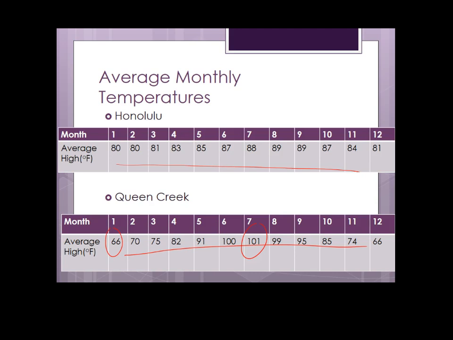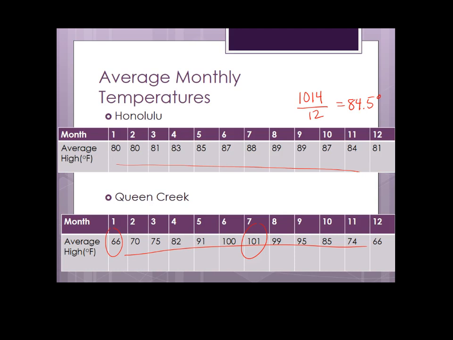So when I do that, I get 80 plus 80, plus 81, plus 83, plus 85, plus 87, plus 88, plus 89, plus another 89, plus 87, plus 84, plus 81. So that's 1,014, but then I have to divide by how many there are to find the mean, right? So 1,014 divided by 12 gives me 84.5. So that means the average monthly temperature is 84.5 degrees.